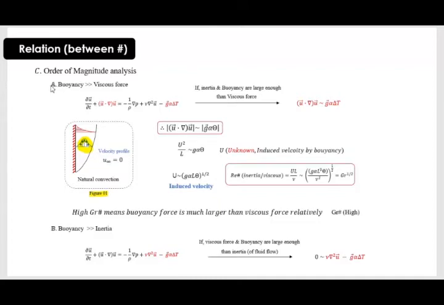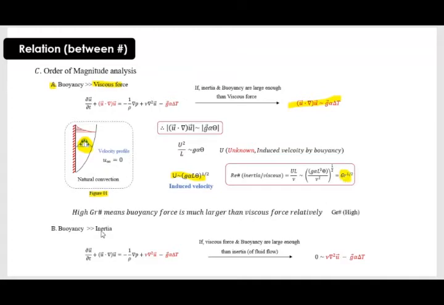In the first case, if the buoyancy and the inertia terms are sufficiently greater than the viscous force, the previous equation would be like this equation. Then, through a series of processes, the induced velocity is obtained as follows. And the Reynolds number is found to be the square root of the Grashof number.